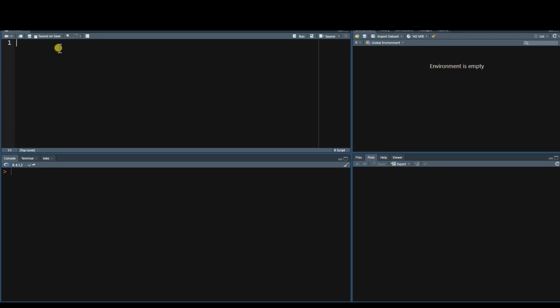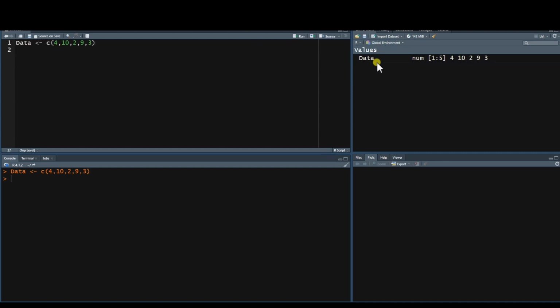Now I will show you how to implement the quantiles by type with an R program. Okay, so first enter the data: data equals 4, 10, 2, 9, 3. Then we use the quantile function. Quantile has 3 options: x equal, probs equal, type equal.